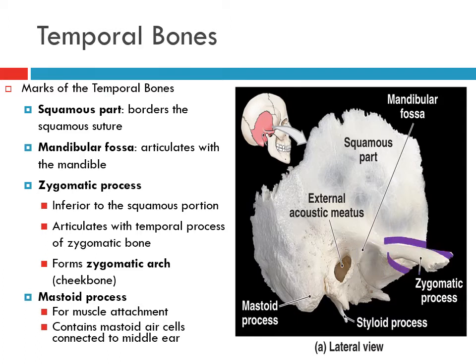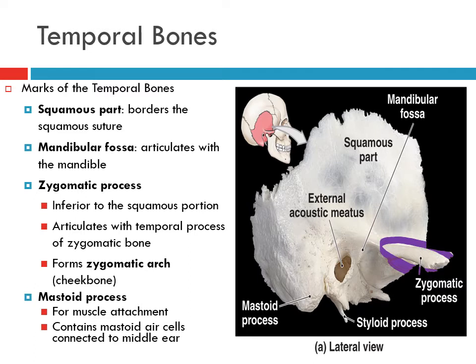The zygomatic process here sticks out and forms the back part of your cheekbone. So if you feel along your cheek and feel backwards and kind of pinch the other side of the bone there, the front side is the zygomatic bone. The back side is the zygomatic process of the temporal bone. So the zygomatic process of the temporal bone articulates with the temporal process of the zygomatic bone.